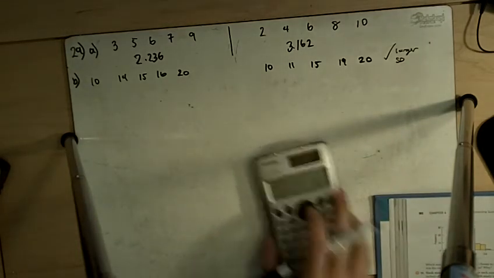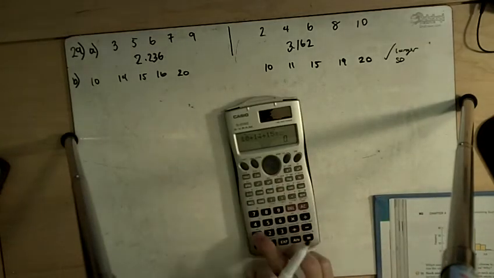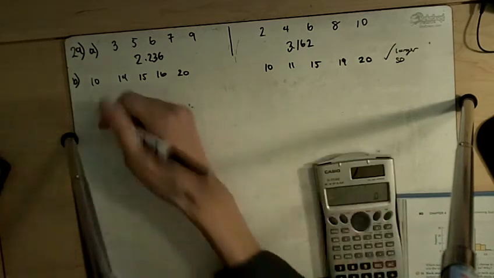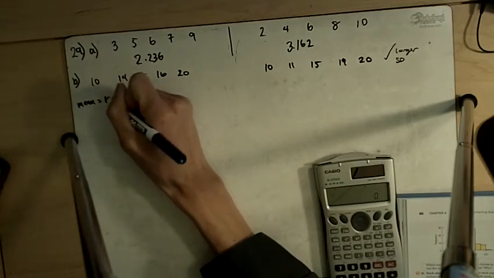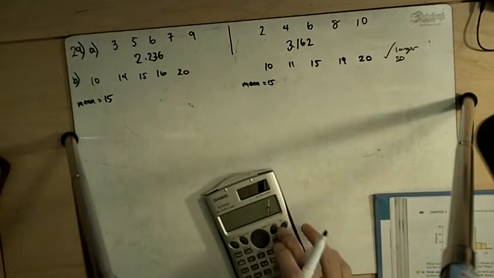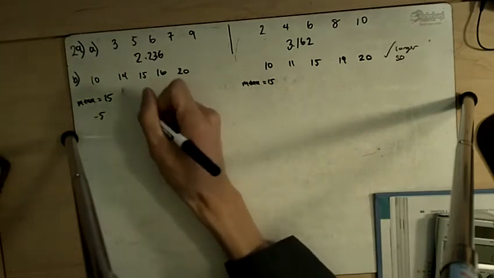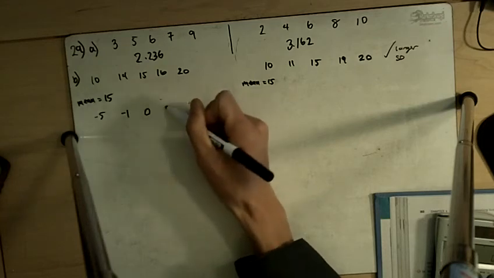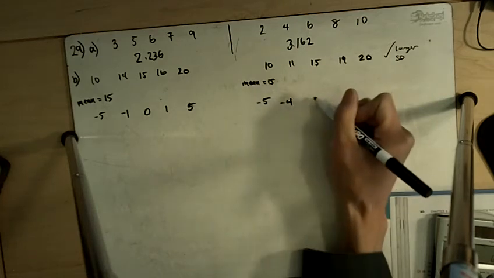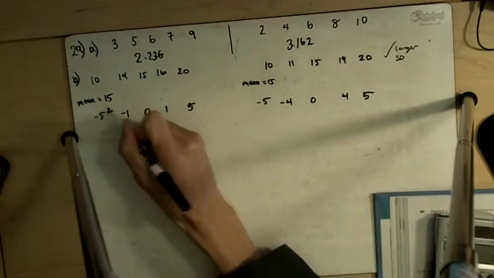Okay, and again we first have to find the mean. Just take my word for it. If you do 10 plus 14 plus 15 plus 16 plus 20, and then you divide by 5, you get 15. So the mean is equal to 15. That's step 1. And over here the mean is also equal to 15. Okay, and the next step is we subtract the mean from all of these. So 10 minus 15 is negative 5, 14 minus 15 is negative 1, 0, 1, 5, and over here we get negative 5, negative 4, 0, 4, and 5. The next step is we square all of these.